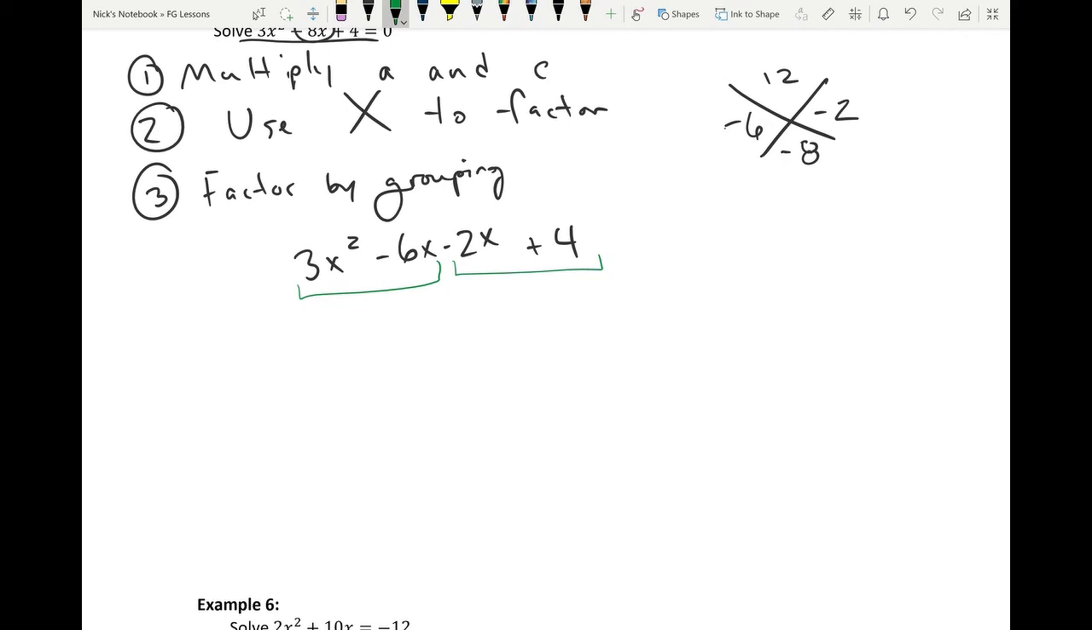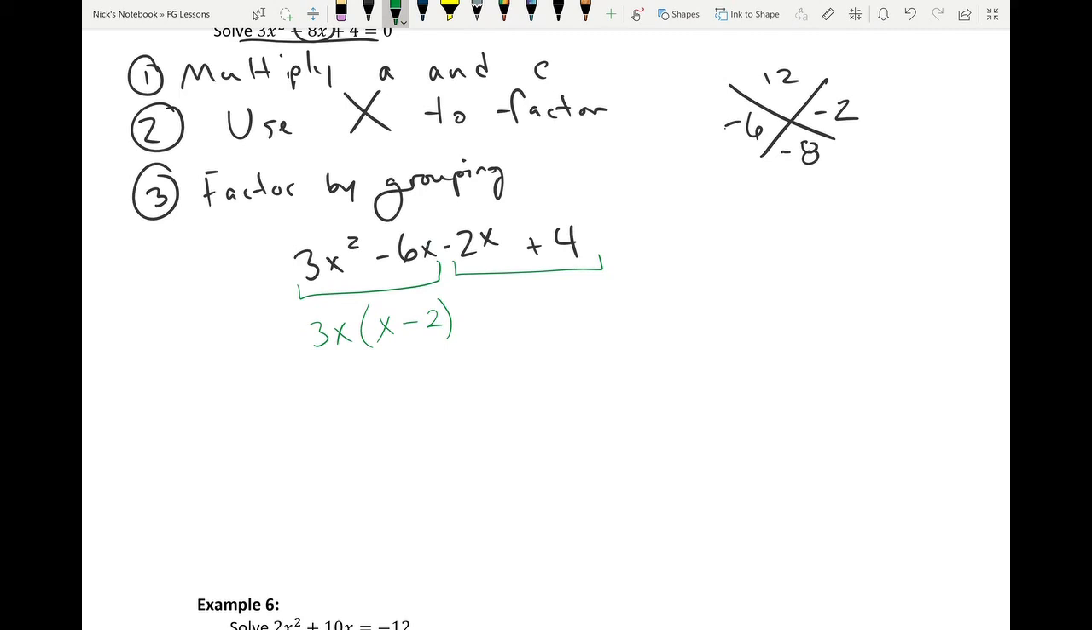Well, we see 3 goes into both of those. And we know that an x also goes into both of those. You see they both have an x. If we factor that out, we take 3, and there's just an x there if you divide that. 6 divided by 3 is 2. The x's divide out. And now we have negative 2x plus 4 that we can factor.